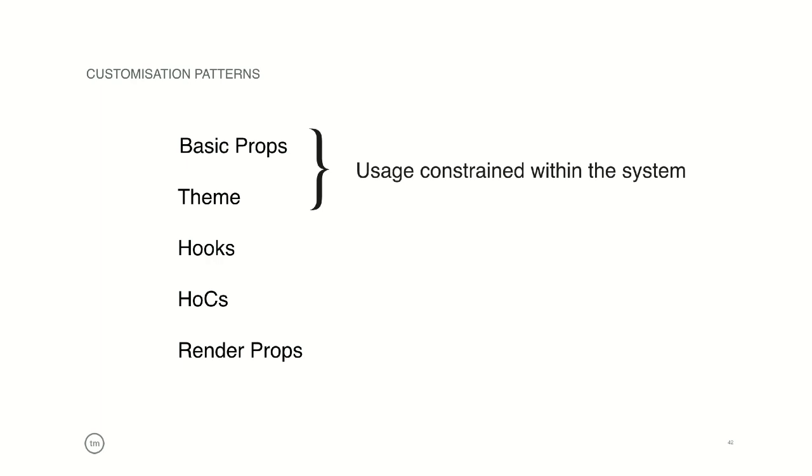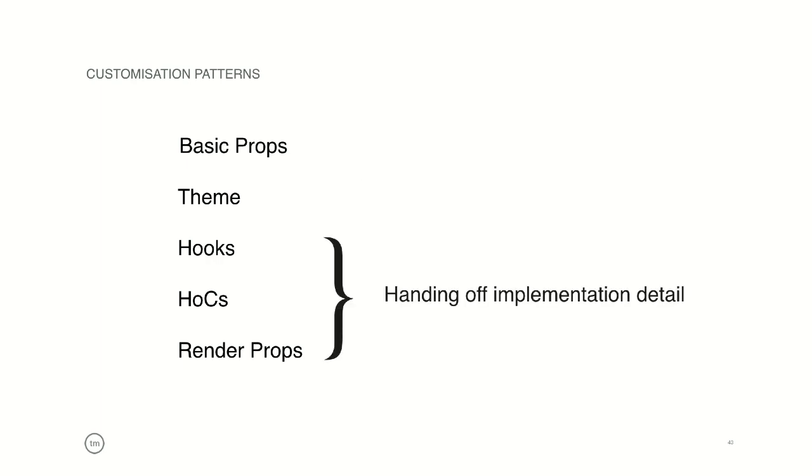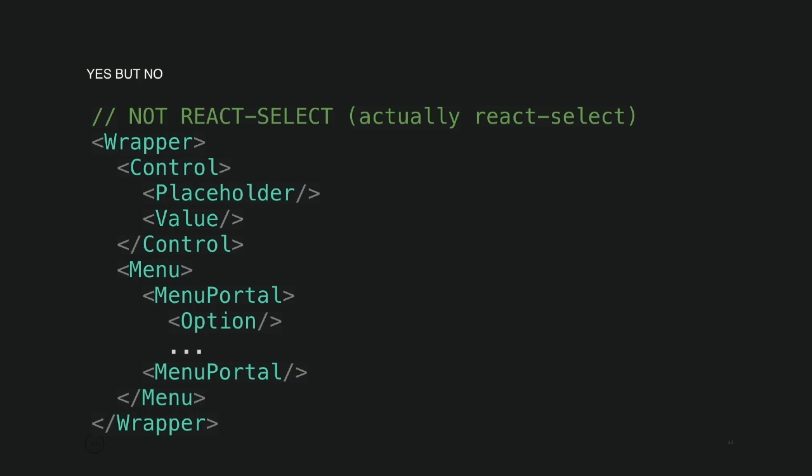We have patterns for letting users build features with our components, with our constraints. And we have patterns for handing off implementation detail in situations where the constraints don't really apply. But we've only seen examples where the customization only happens in one place, like the trigger of our collapsible, or simple components with few underlying DOM elements, like a button. But what about more complicated components?